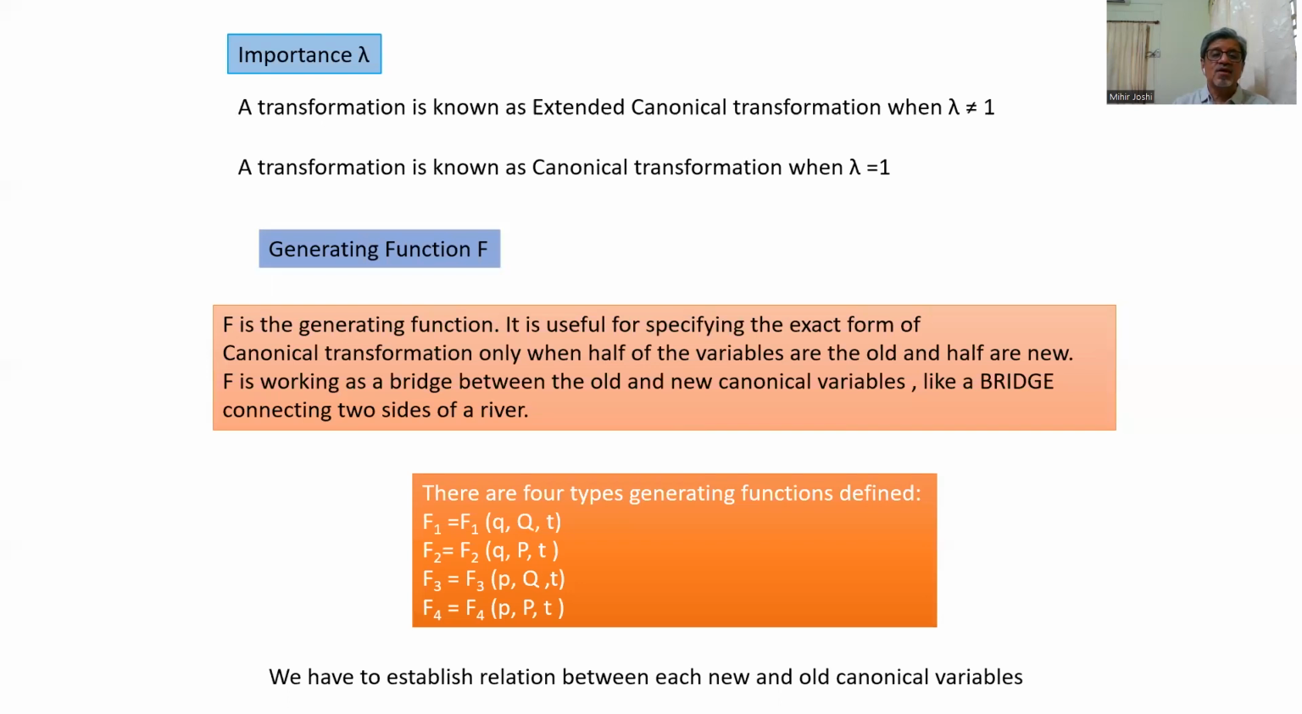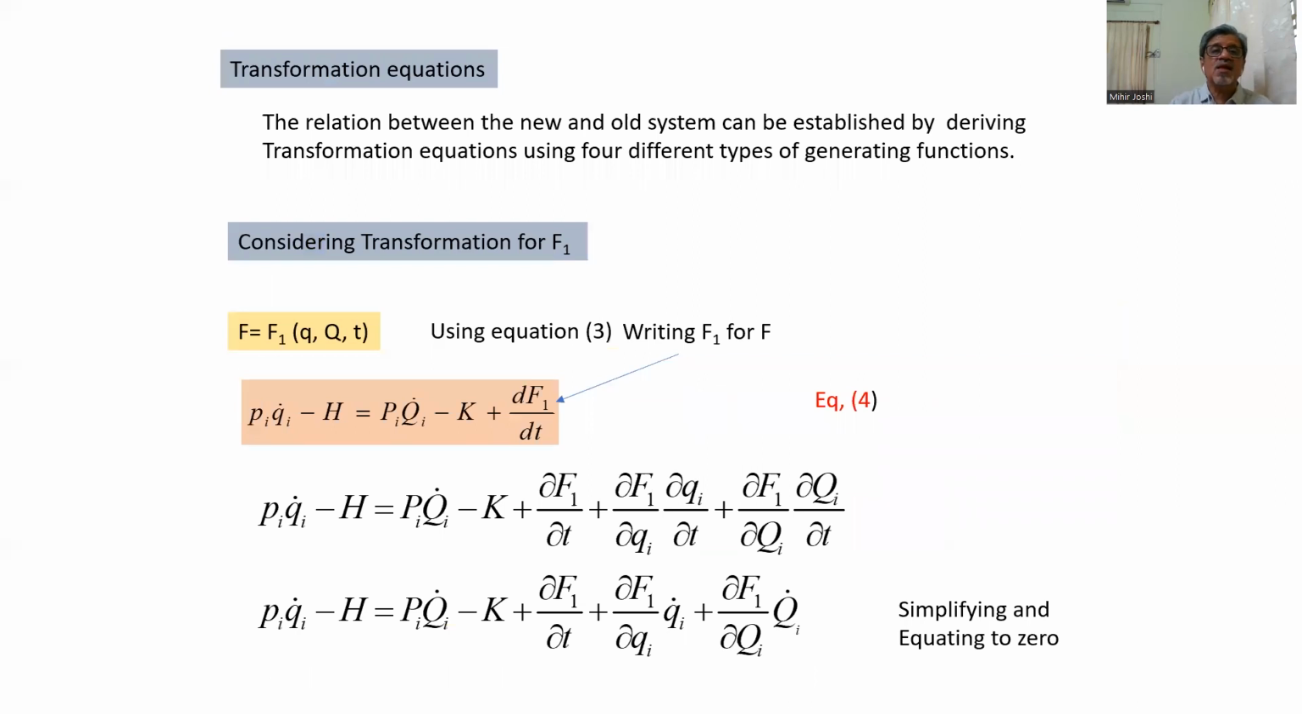And that shows it is a mixture of the new and old system variables. We have to establish a relationship between the new and old canonical variables, so that we are going to see in the next slide. The transformation equations, the relation between the new and old system, can be established by deriving transformation equations using four different types of generating functions.